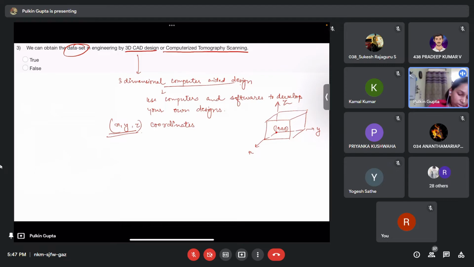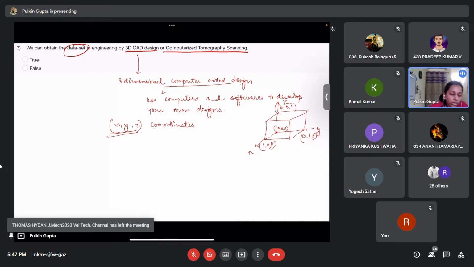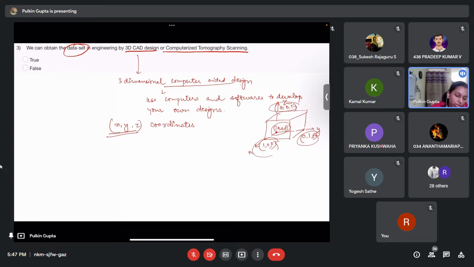So this is say 1, 0, 0. This will be 0, 1, 0. And this will be 0, 0, 1. Correspondingly other points. So you say the object lies within these coordinate ranges, so that when your tool moves, it moves in this range only. So we can obtain a data set using CAD designs.